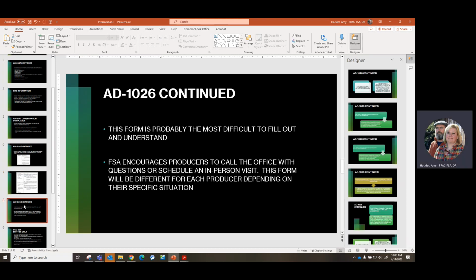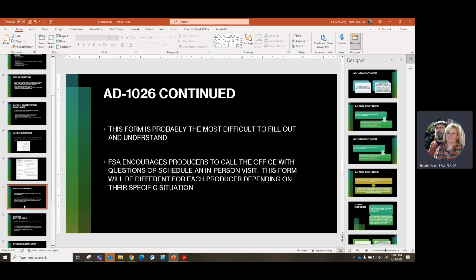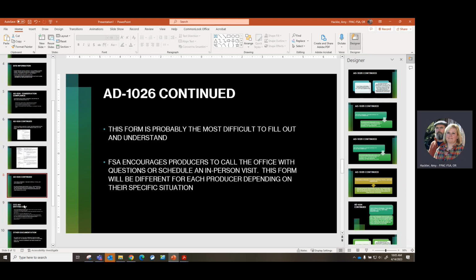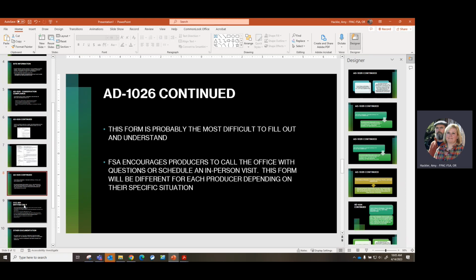Like I mentioned before, this is the form that is the most difficult to fill out and understand. We do encourage producers to call us or schedule an in-person visit. And this form will be different for each producer depending on their specific situation and farming operation.